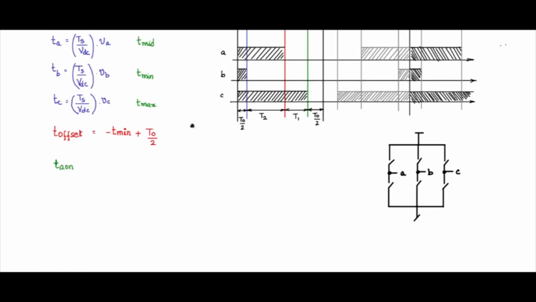Now the actual value that you have to put to the compare register: TA on will be TA plus T offset, all will be positive. TB on will be TB plus T offset, and TC on will be TC plus T offset. So this is the value that you will be sending to the compare register of your timer in your microcontroller or DSP.